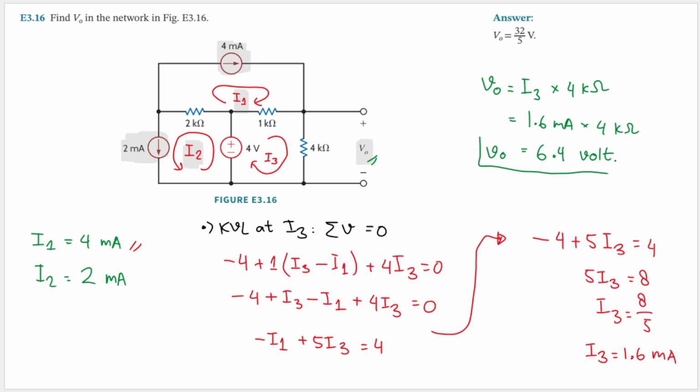Is it the same as the answer? It looks slightly different, but actually it's the same because 32 multiplied by 2 is 64 and 5 multiplied by 2 is 10 volt. So we can rewrite this as 6.4 volt, which is the same answer from our calculation and the answer given by the book.